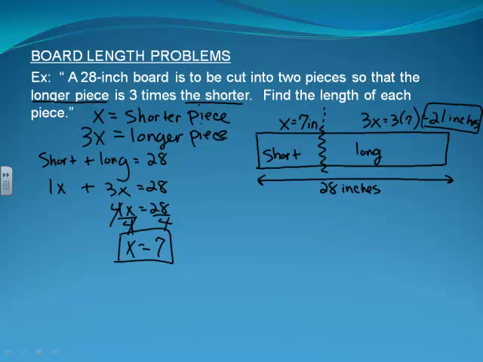And a quick check to see if that makes sense. If you take 7 inches and add to that 21 inches, do you get the total length of the board of 28? And the answer is yes. So the length of each piece: the short piece is 7 inches, and the long piece is 21 inches.